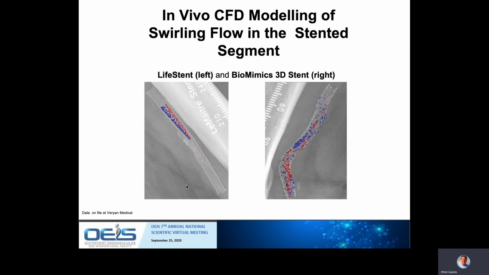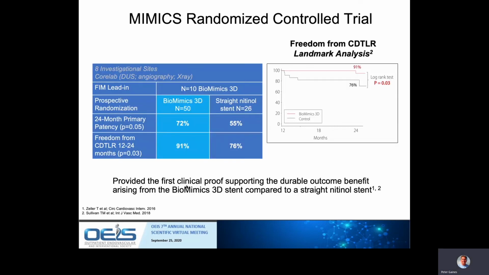The first demonstration in humans following successful studies in animals was the MIMCS randomized controlled trial. This was performed in Germany, where 76 patients were randomized 2-to-1 to receive either the BioMIMCS 3D stent or a straight nitinol stent in the superficial femoral artery. This study indeed was the first randomized trial against 2 separate stents in the superficial femoral artery.